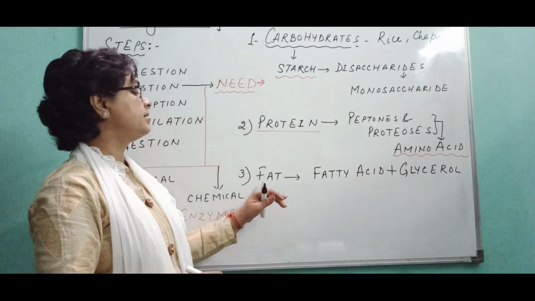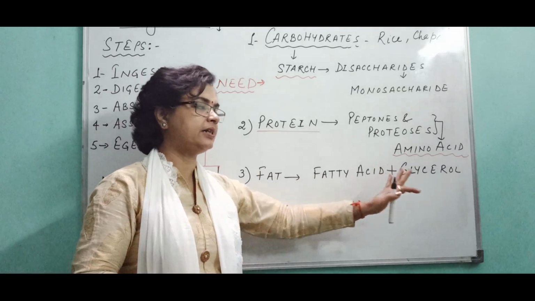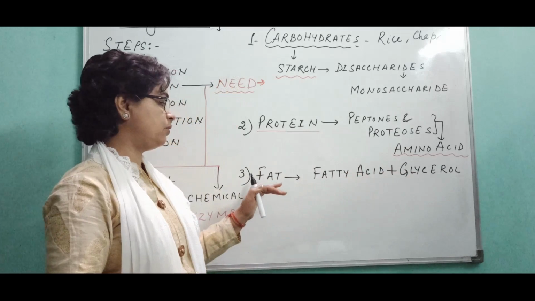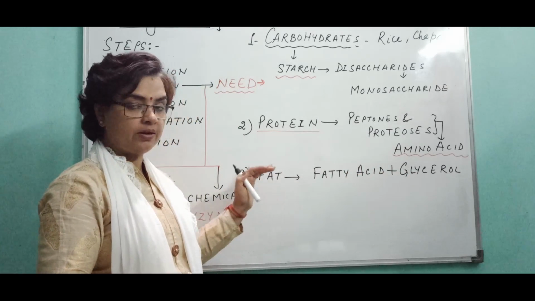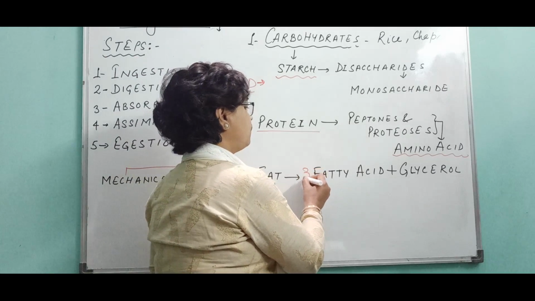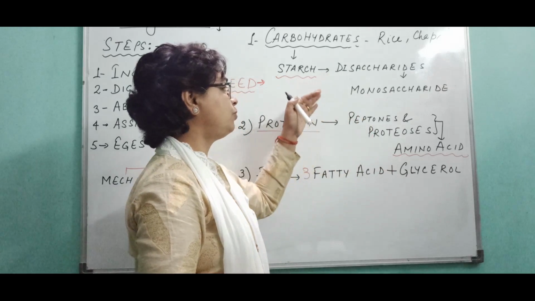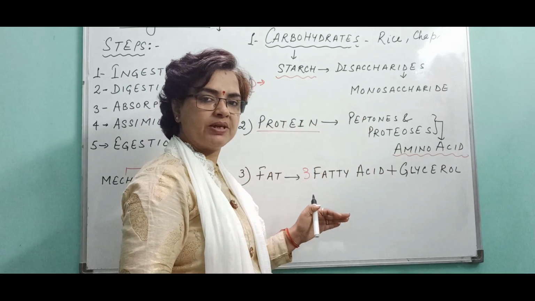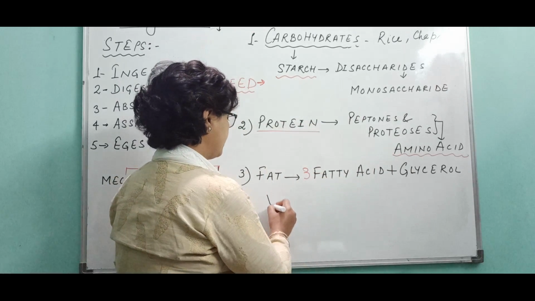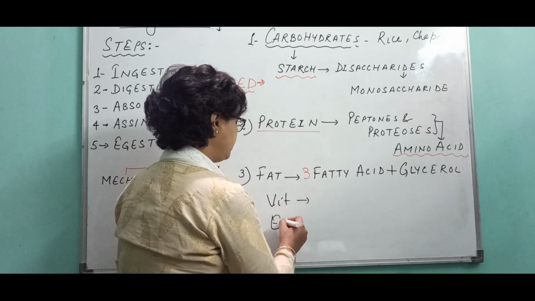Last one is termed as the fat. This fat will be converted to fatty acid and glycerol. These are the two kinds of molecules which are produced by digestion of fat. One molecule of fat after digestion gives you 3 molecules of fatty acid and 1 molecule of glycerol. So these are the 3 major components present in our food. There are certain more things like vitamins and minerals.